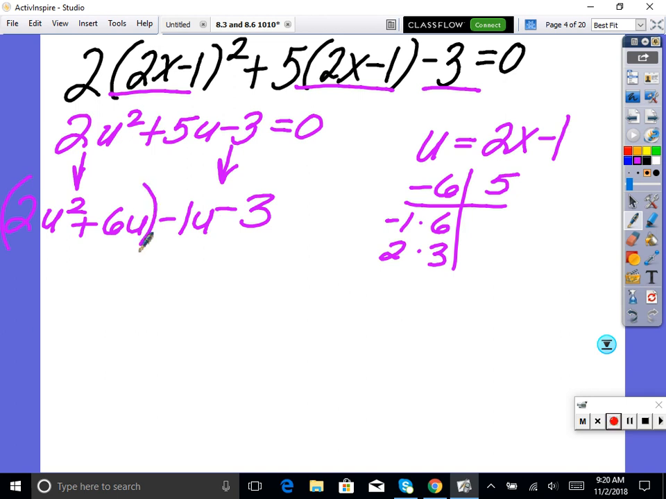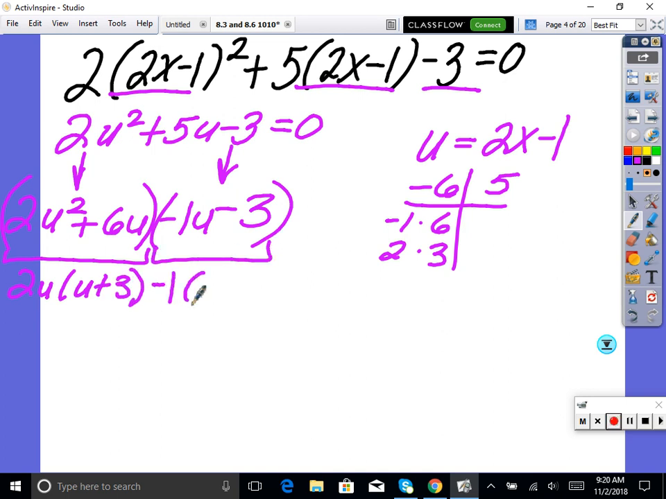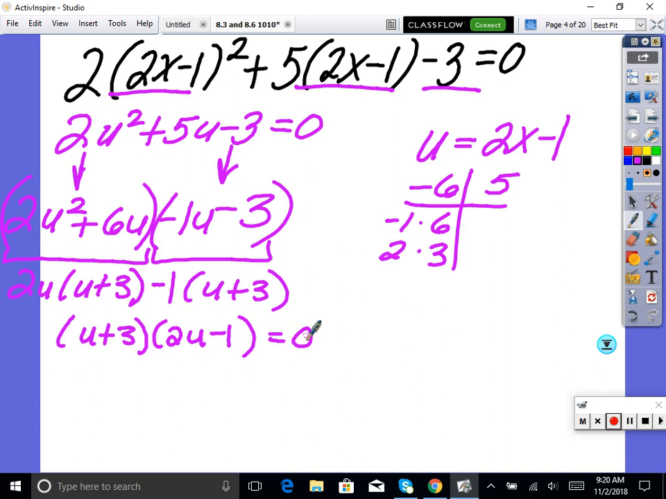Factoring by grouping. So I pull out a 2u, then left is u plus 3. I pull out a what here? Negative 1, u plus 3. We pull out our u plus 3, and left is 2u minus 1. Now carefully, you'd say u is not u. U is actually 2x minus 1.